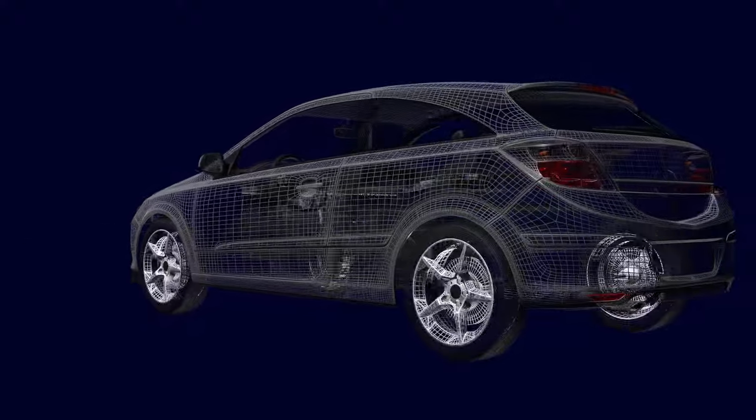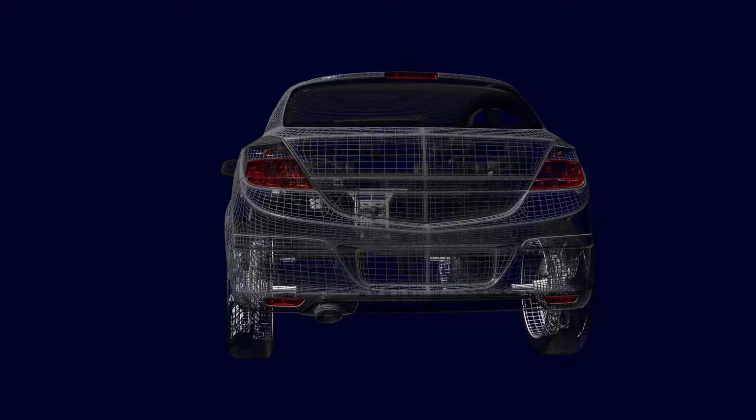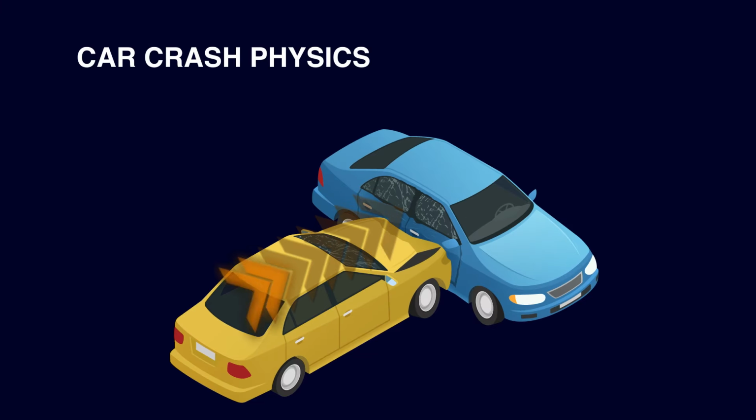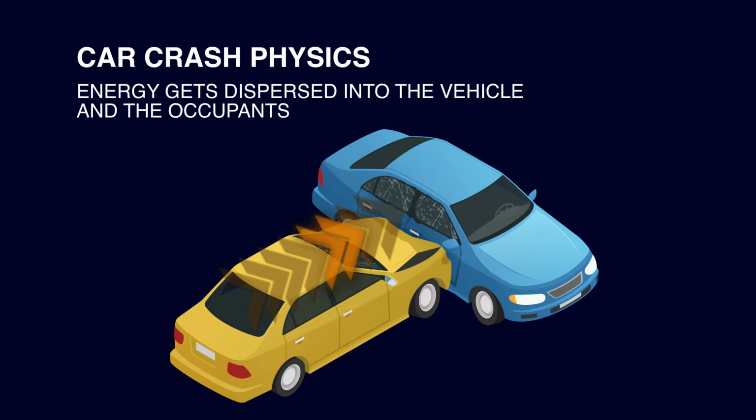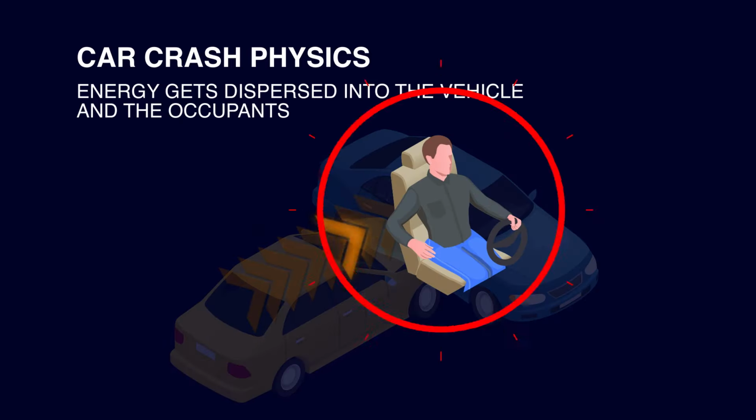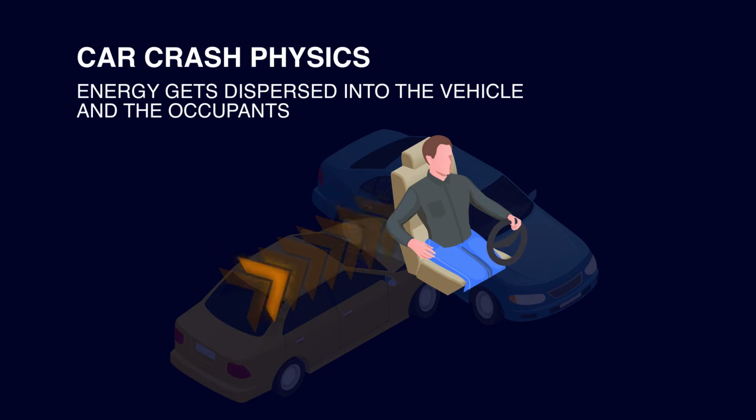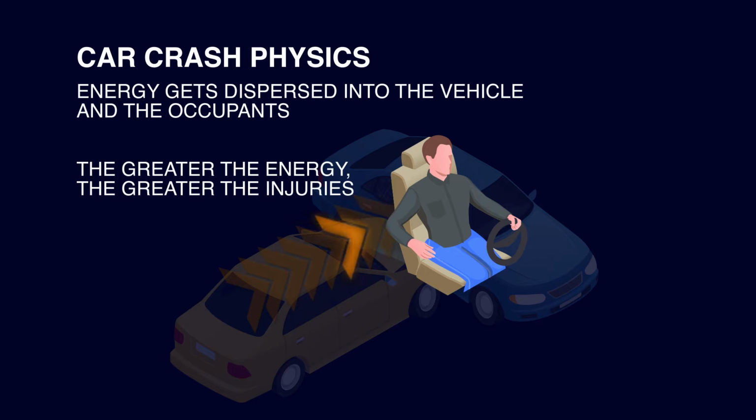It is all about energy and the transfer of energy. When one vehicle hits another, that energy gets dispersed into the vehicle and the occupants. That energy can be damaging to the human body, causing injury. Generally, the greater the energy, the greater the injuries.